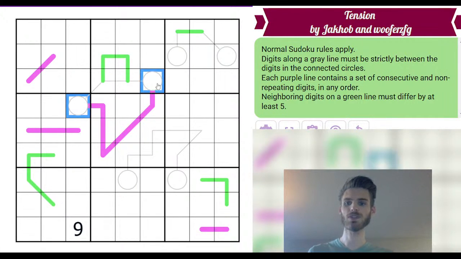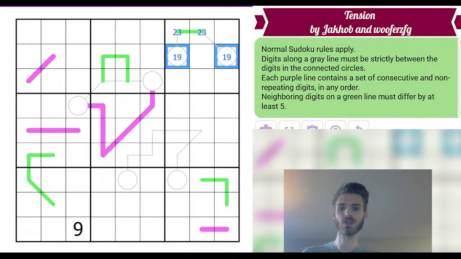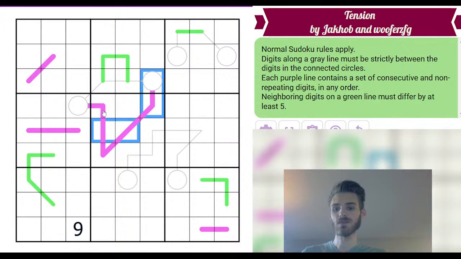So there's a between line. Okay, so let's talk about the rules first, obviously. This is a between line, so the line has to contain digits which are between these two cells. So if these are a 1 and a 4, this will have to be a 2, 3. And these purple lines have to contain consecutive sets of digits. So for example, if this was a 1, this would have to be a 2.